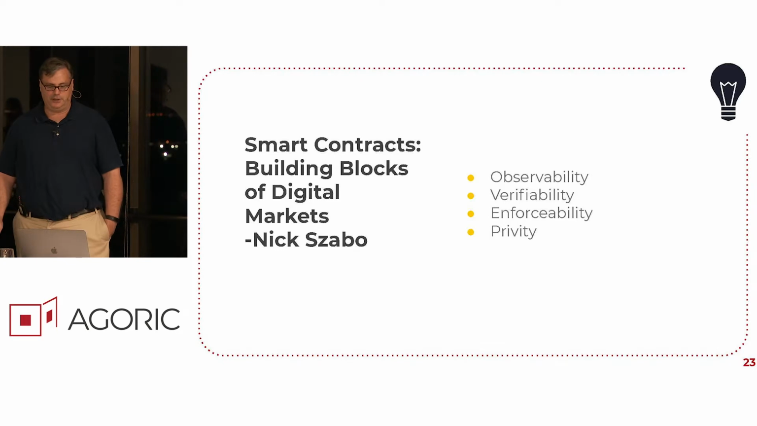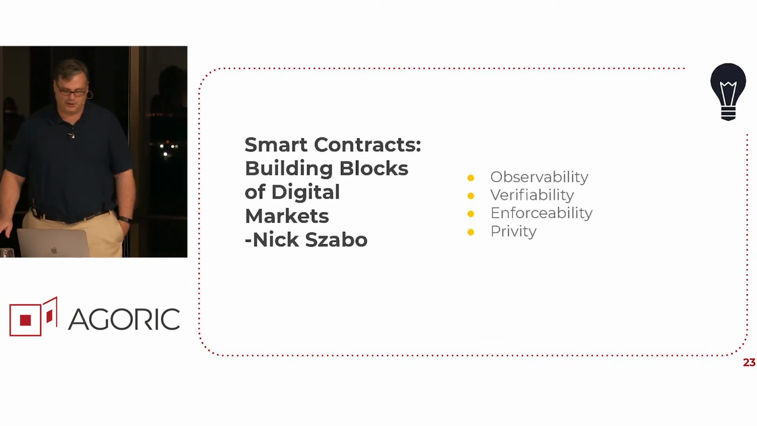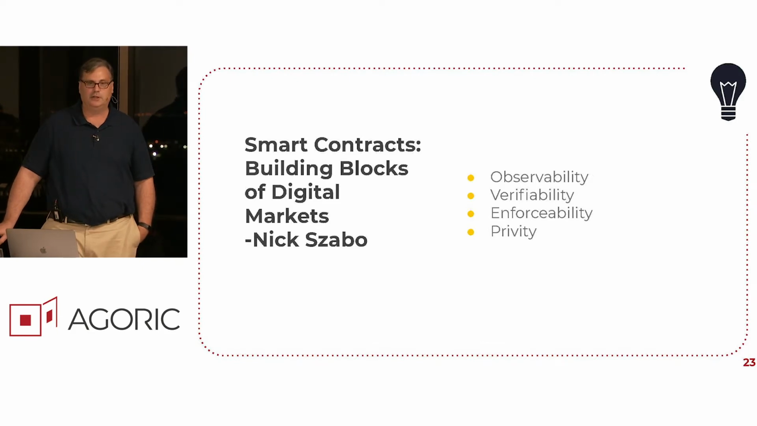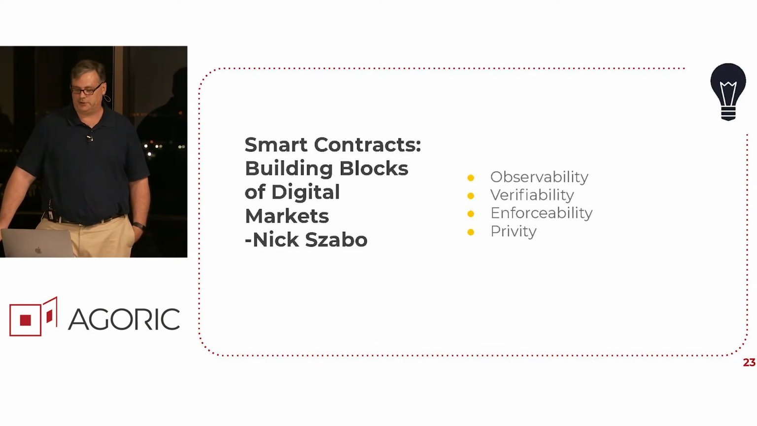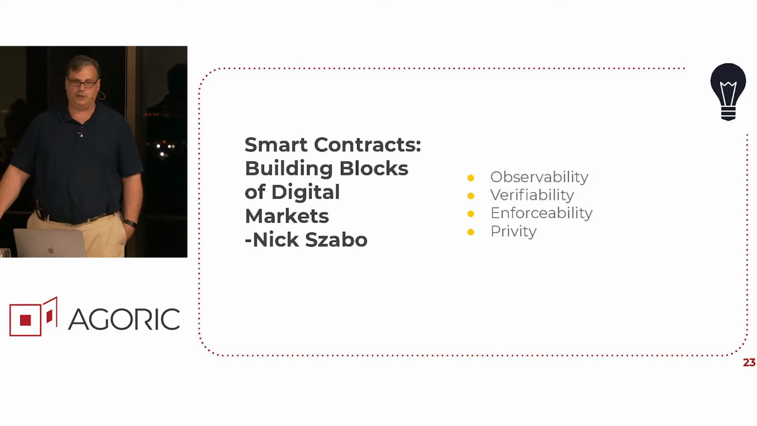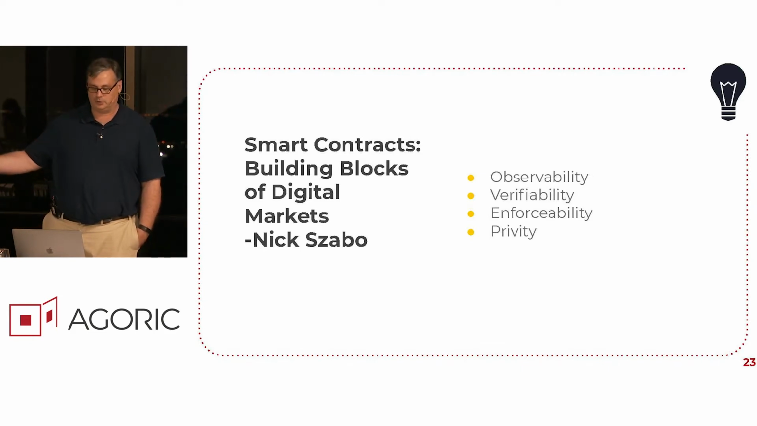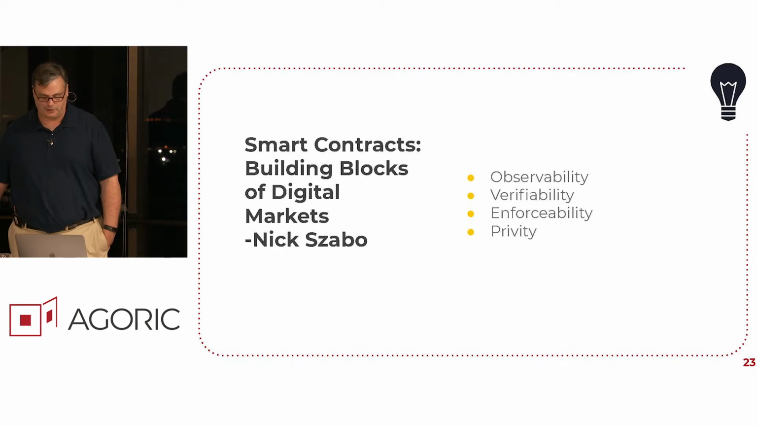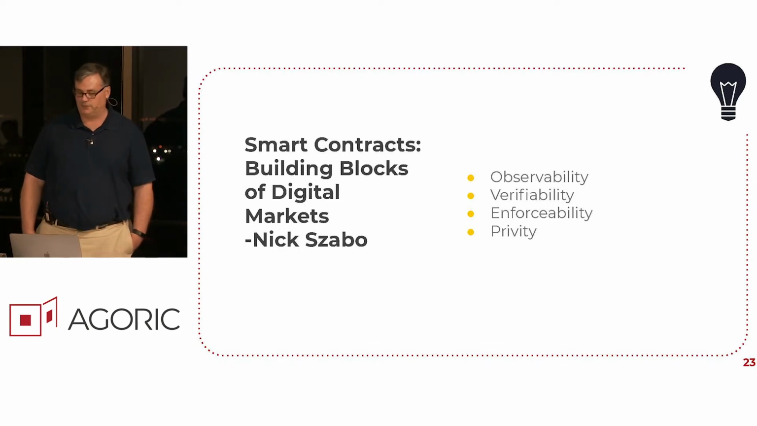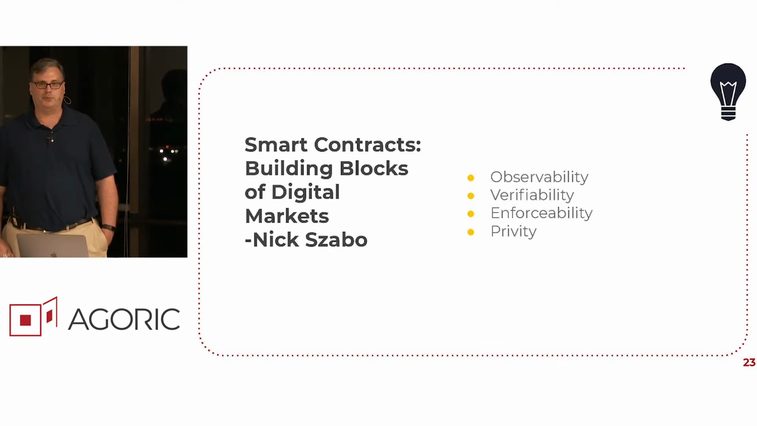One of Nick's earliest papers on smart contracts, where he talks about smart contracts as building blocks of digital markets, he sort of lays out different design criteria that we may look for in smart contract systems. So there's observability. Are the parties to the contract able to observe what the other parties are doing? Is it verifiable? If you need to go to an arbitrator, can they see what happened or didn't? Is it enforceable? In this case, does the code itself enforce it? And then there's something he calls privity.